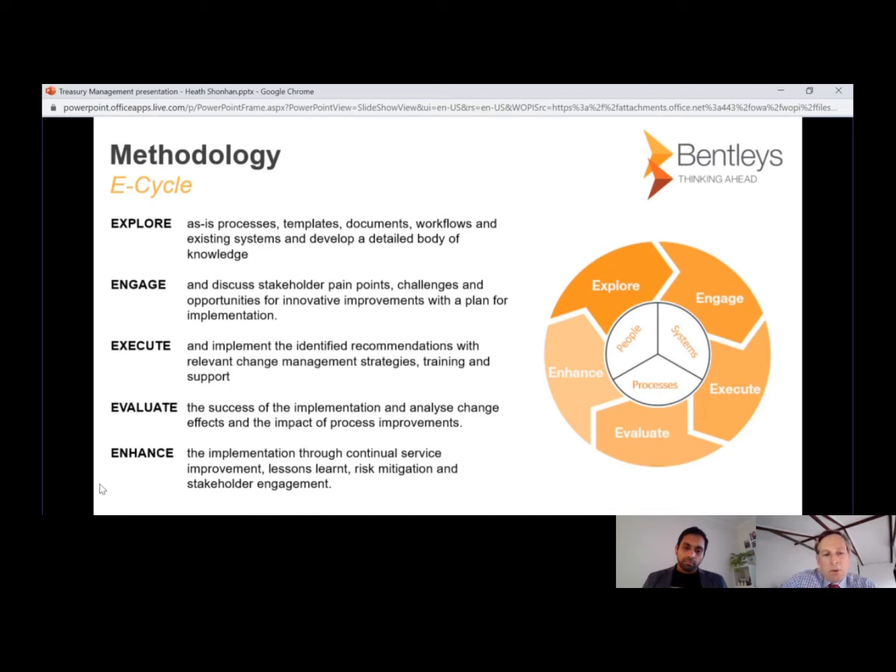Once you've obtained the artifacts under the exploration, and once you've engaged with key stakeholders, we then encourage you as the third step to execute. So start to pull together a gap analysis and identify recommendations and change management strategies before moving into an evaluation. How well has the toolkit of treasury management evolved, and then how do we enhance that through the final phase? So that E-cycle is our recommended methodology. It's the methodology we adopt when we approach an evolution to a provider's treasury management systems and functions, and it's a good methodology for those of you who want to go ahead and do it yourself.